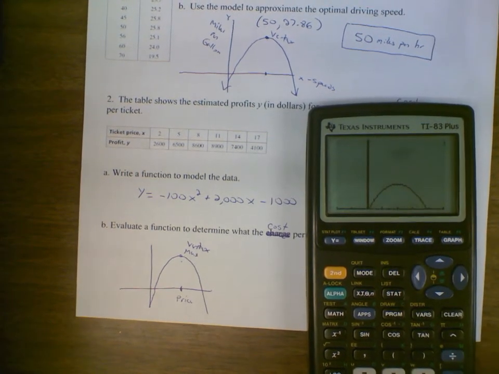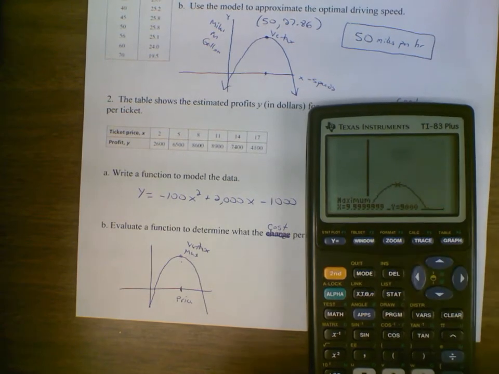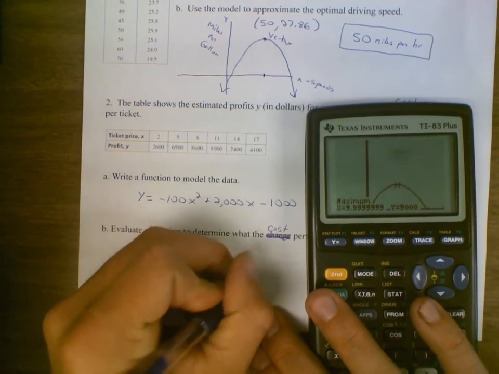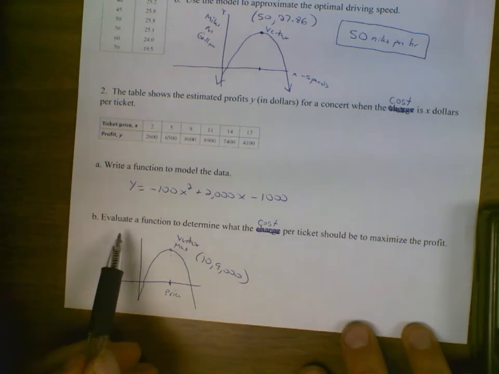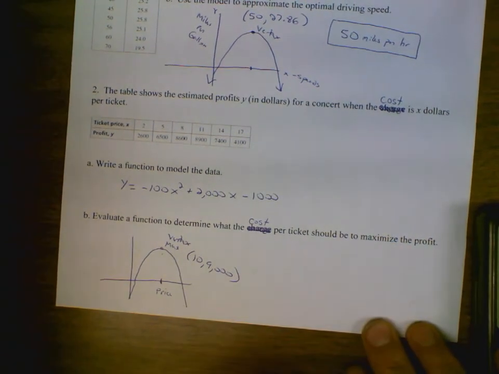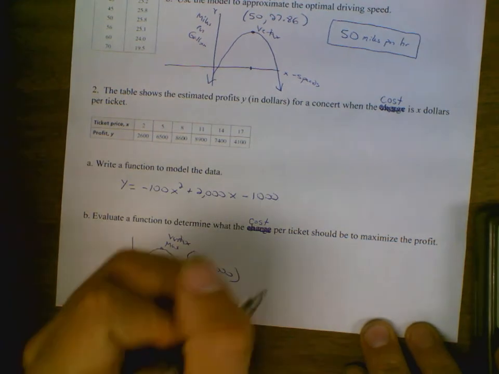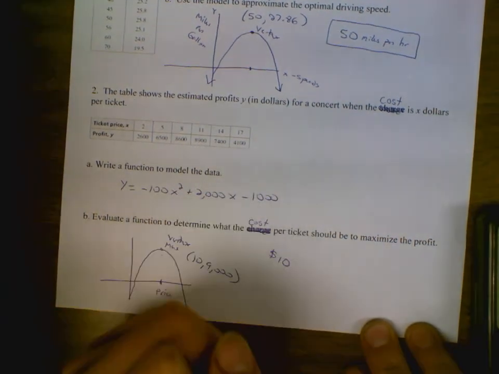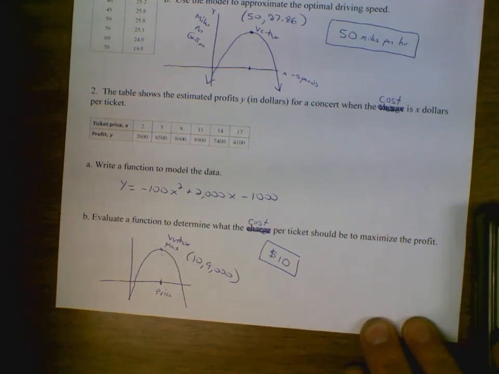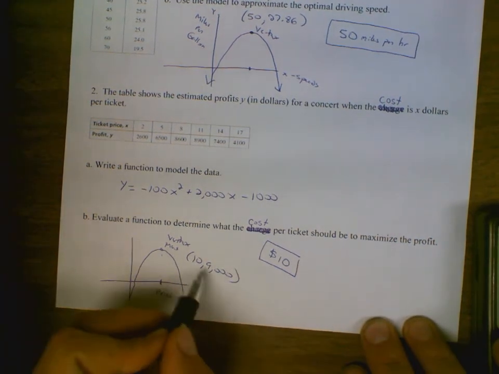And then it says you have a maximum when x is 10, if you round it, so when x is 10 and it's 9,000. So the vertex here is at 10, 9,000. And so it says evaluate to determine what cost per ticket would maximize profit. Well, we're going to get the maximum profit when the cost is $10. Okay, so $10 is the price that we should make each ticket cost if we want to maximize profit. And if we wanted to know what the maximum profit is, it's going to be $9,000.